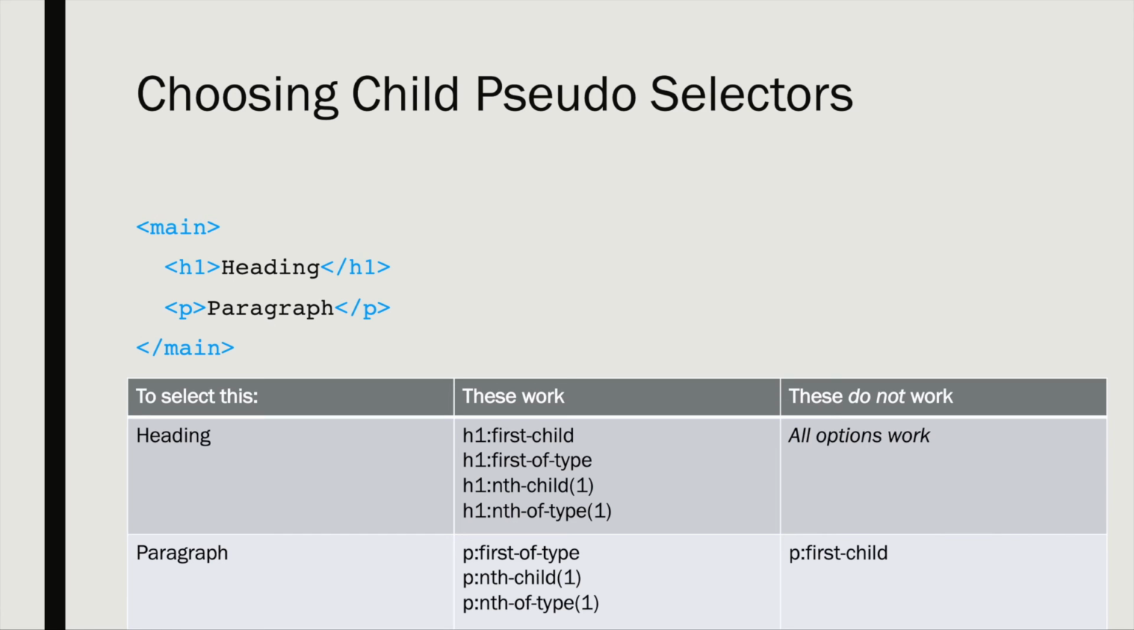Now, if you're going to use the child pseudo-selectors, you want to make sure that you're selecting the actual one that can work. Using this basic example, you can use h1 quite well to select first-child, first-of-type, nth-child, and nth-of-type. All of these work. However, with paragraph, you can use first-of-type, nth-child, and nth-of-type. If you use p:first-child, that doesn't select anything because the first child of the main element is an h1, not a p tag. So therefore, it won't work.